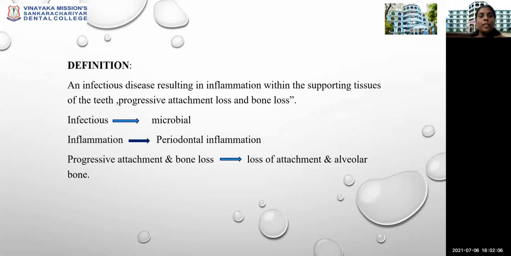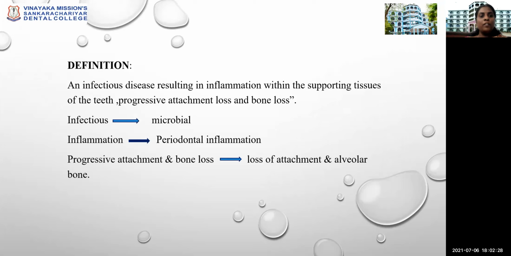So what do you mean by chronic? Chronic means something of longer duration. Peri refers to around. Dont refers to teeth. Itis refers to inflammation. So, as the name indicates, chronic periodontitis refers to inflammation of the supporting tissues of the tooth that is of longer duration.